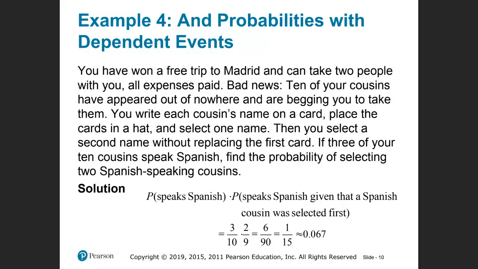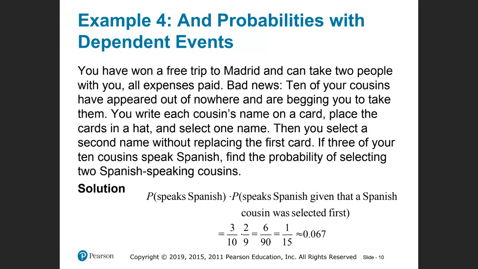Here's an example. You have won a free trip to Madrid and can take 2 people with you, all expenses paid. The bad news: 10 of your cousins have appeared out of nowhere and are begging you to take them. You write each cousin's name on a card, place the cards in a hat and select one name. Then you select a second name without replacing the first card. If 3 of your 10 cousins speak Spanish, find the probability of selecting 2 Spanish-speaking cousins.